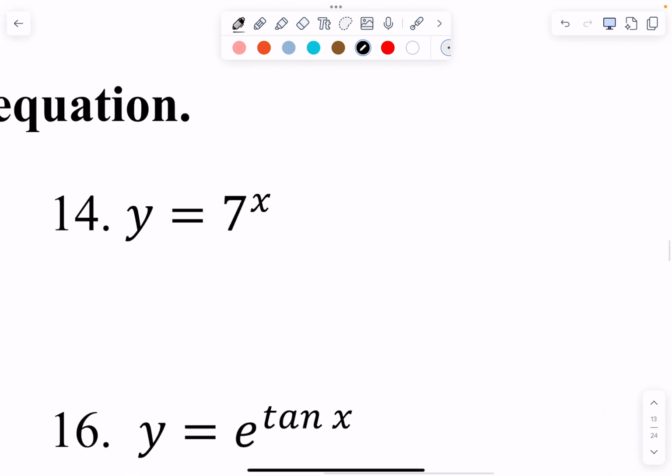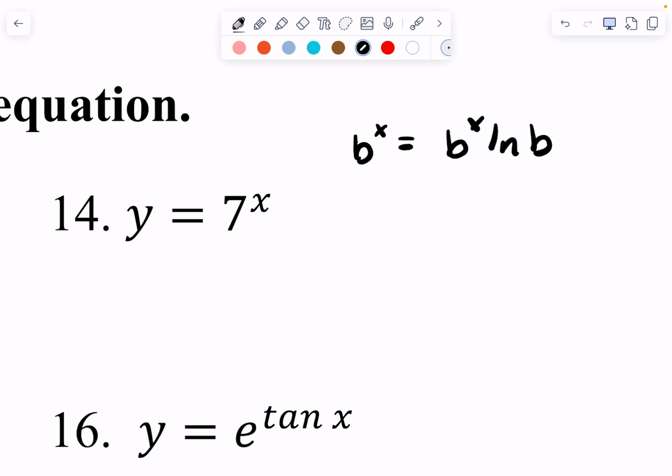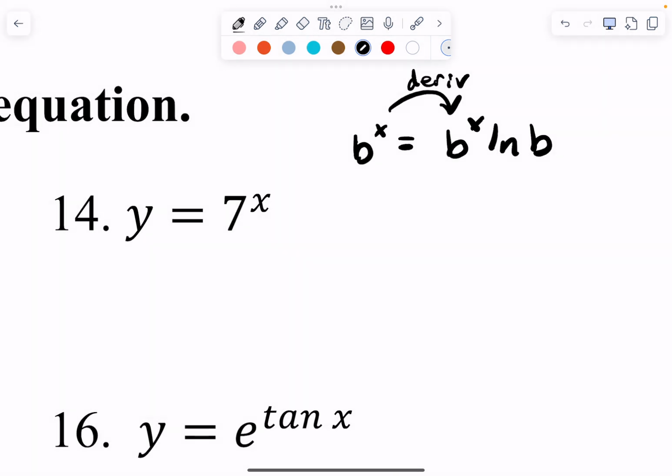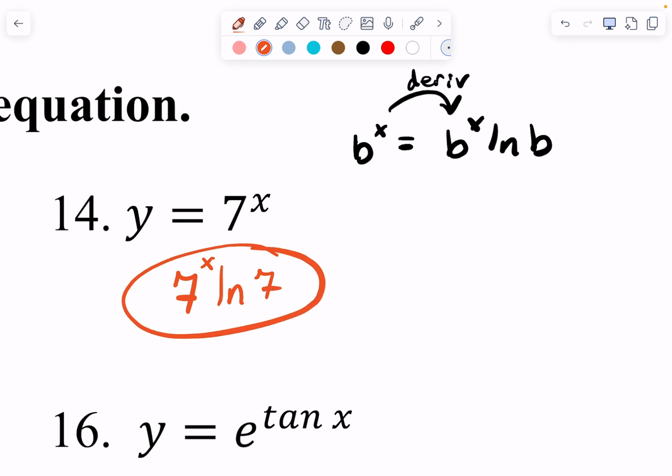Okay. 7 to the x power. I don't remember this one either. This one is derivatives of exponentials. It says that the derivative of b to the x power is b to the x ln b. That's his derivative. So what's the derivative of 7 to the x? 7 to the x ln 7. That's his derivative. Again, I will give you these rules and you just have to decipher them.